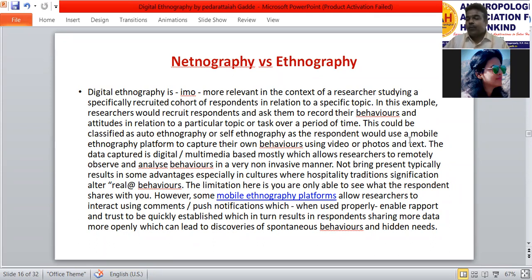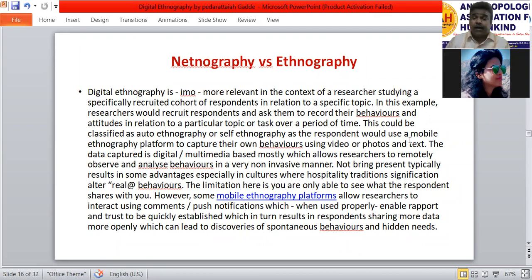Because we are not physically present there, the question of intrusion is avoided here. At the same time, the data which they share is limited, because whatever they share is the limitation we have in accessing and observing their behavior, their attitudes, their values, their beliefs, whatever information we are looking for to know about their culture.